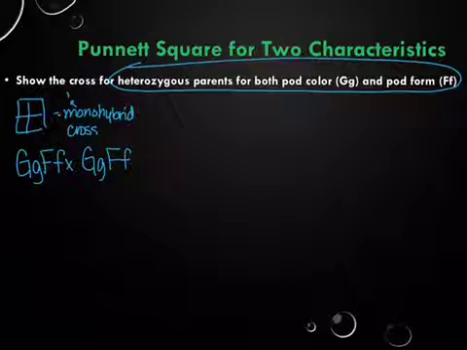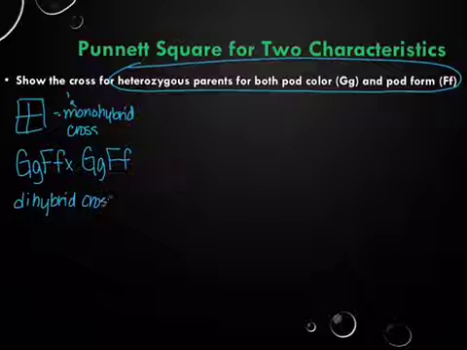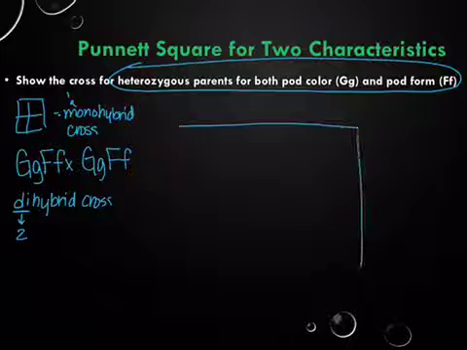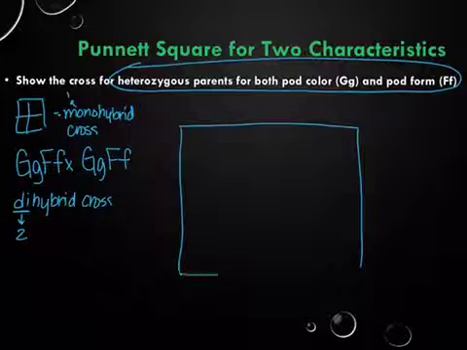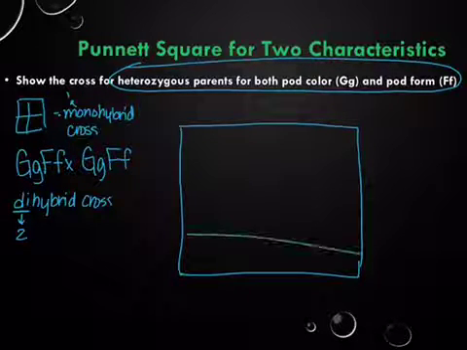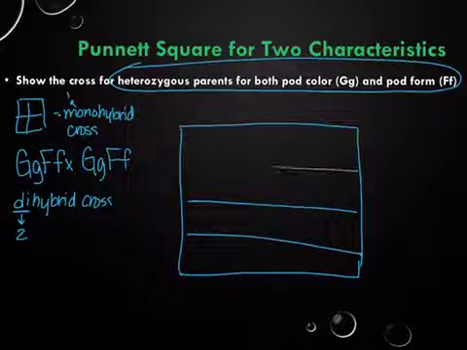And so we need to figure out how to do a dihybrid cross. And it's dihybrid because we're testing two alleles. Di for two. So that means we have to make our Punnett square twice as big. So it'll be 4 by 4.